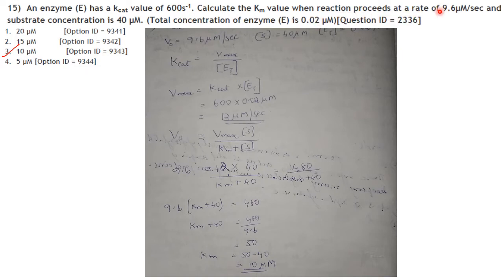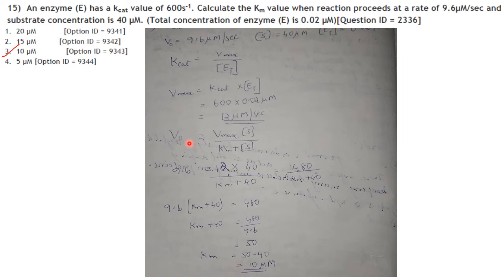Okay, when the reaction proceeds at a rate of 9.6 micromolar per second and substrate concentration is 40 micromolar, total concentration of enzyme is 0.02 micromolar. So they have given V0, that is 9.6 micromolar per second, kcat value is given, substrate concentration is given, and total enzyme concentration is given. It is a direct calculation question, direct formula substitution. So kcat is equal to Vmax by total enzyme concentration. Vmax is equal to kcat into total enzyme concentration. You will get 12 micromolar per second.